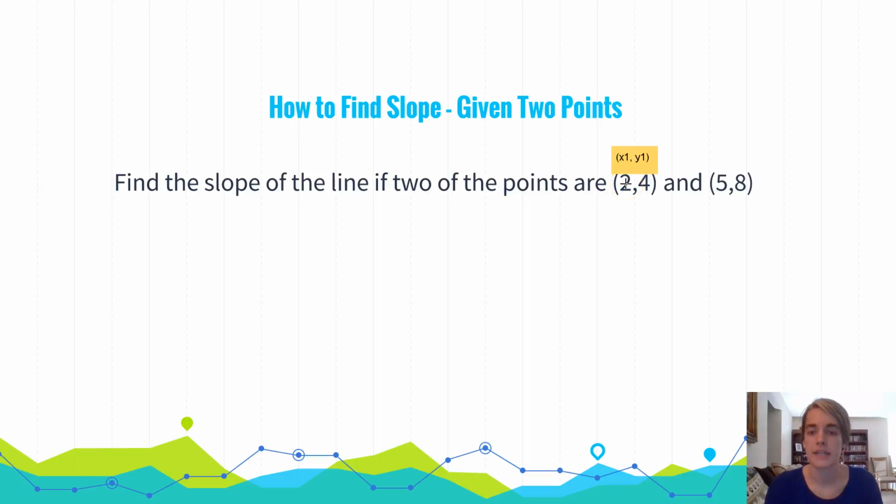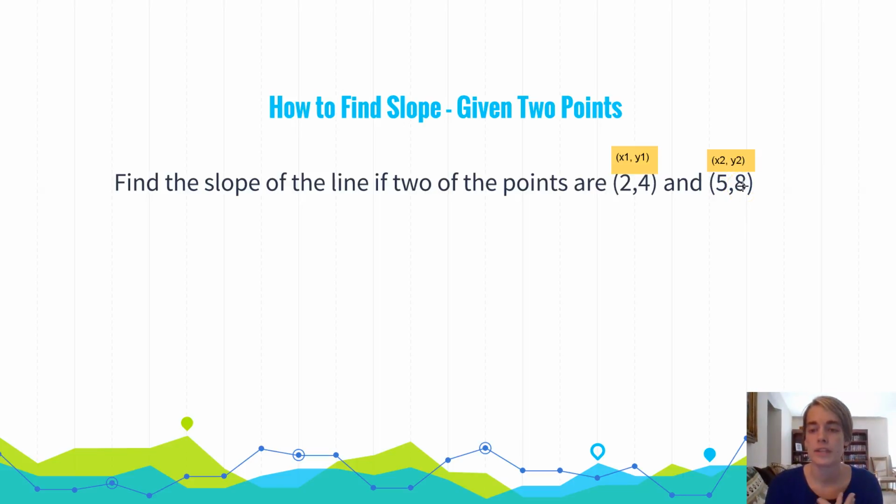So the first number is your x, the second number is your y. So this is how far right you move on the graph. This is how far up you move on the graph before you plot a point. Then we'll label (5, 8) as my x2 and y2 values. So this is another point. This is how far right you would move. This is how far up you would move.